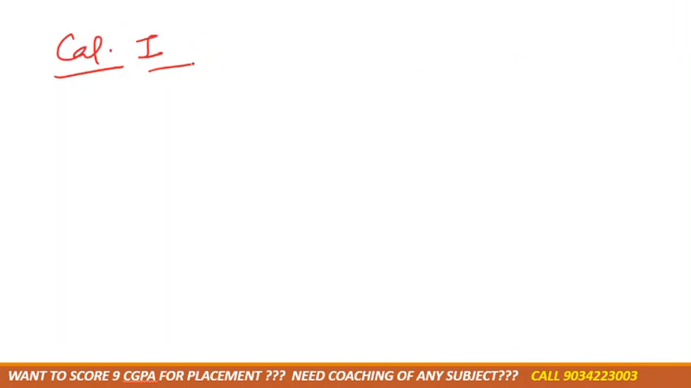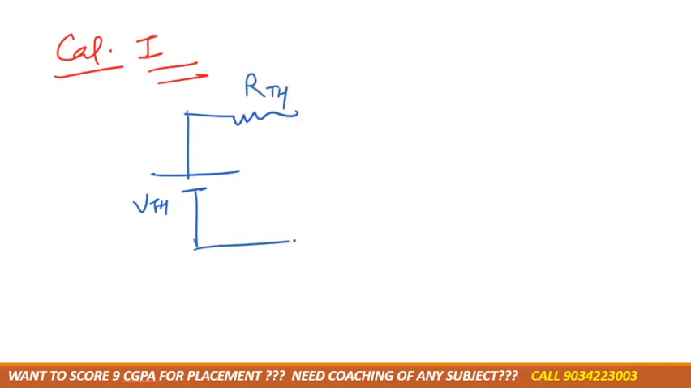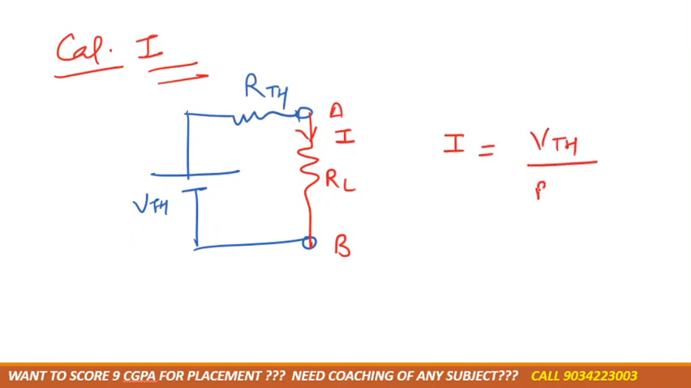Last step is to calculate current, right? Draw the diagram. VTH in series with RTH, then RL is open circuit. RL is connected back. And for that we need to calculate current in RL only. Current is how much? VTH divided by RTH plus RL. We'll have all the values, substitute it, then tell me the answer.